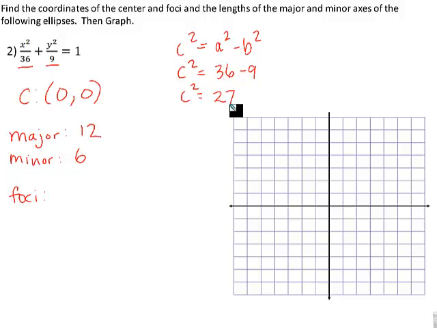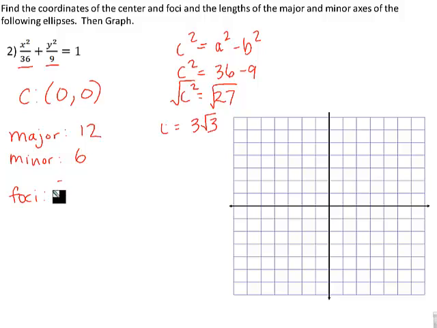To get our foci points, we need the actual c value, though. So we want to do the square root of it to get the c value. And we're going to leave that exact. So the square root of 27, how does that break down exactly? Yeah, 3 square root of 3. So no decimals there. Do the exact, do the breaking down of your radicals.